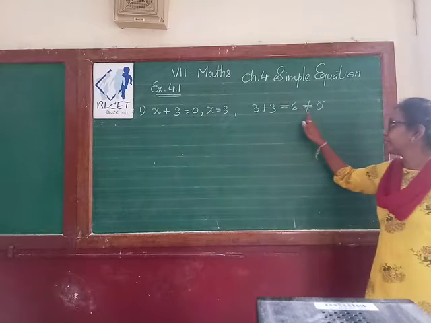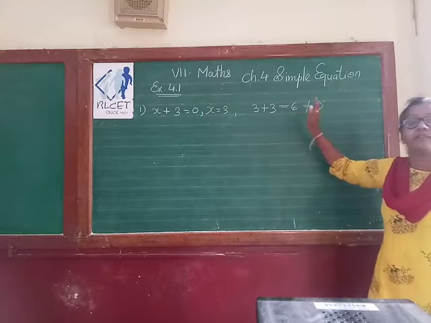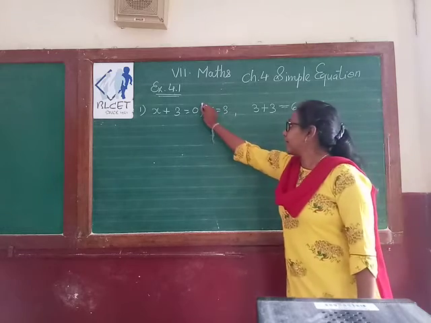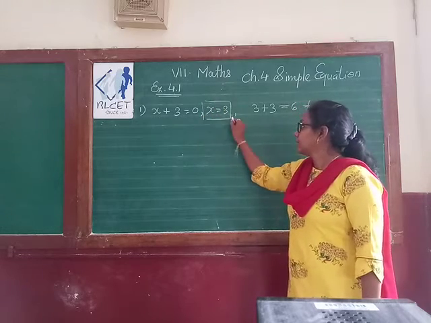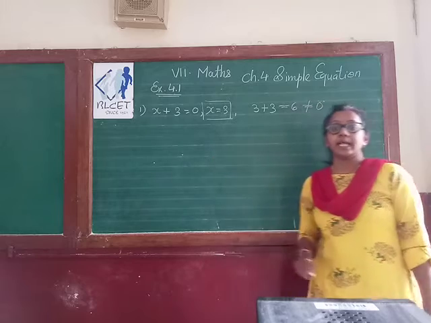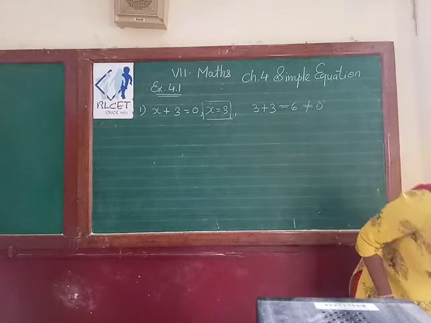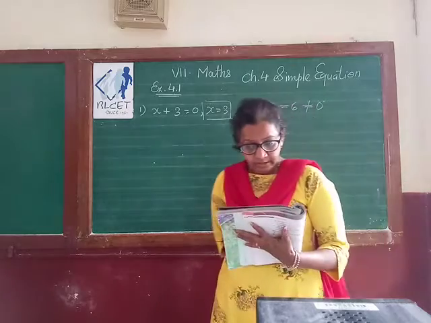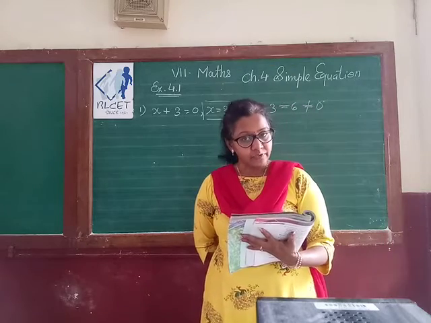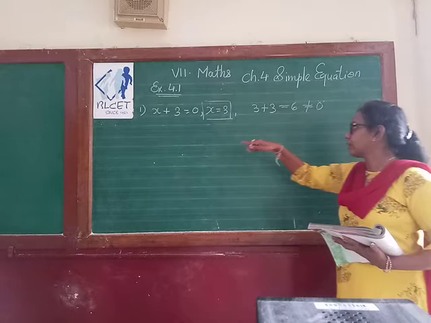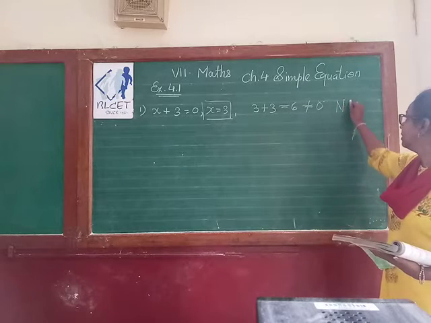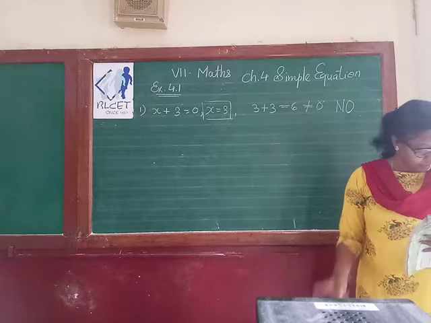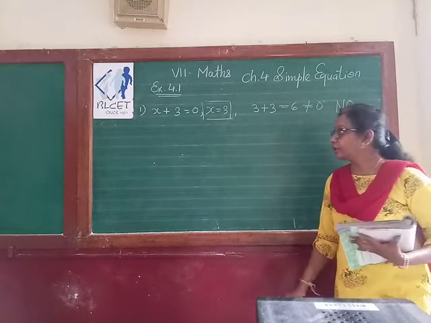But here what are we getting? We are getting 6, which is not equal to 0. So what can we say? For x equal to 3, the answer you are getting does not satisfy the given equation. So what can we write at the last, whether the equation is satisfied? When you keep x equal to 3, the equation is not satisfied.